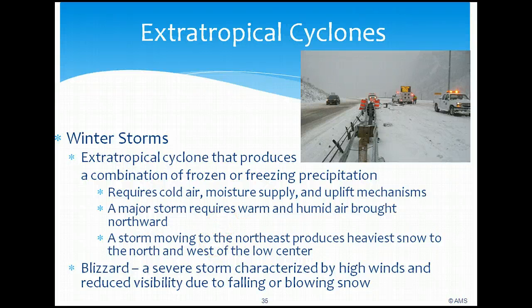A winter storm is an extratropical cyclone that produces some combination of frozen or freezing precipitation, including snow, ice, freezing rain, and other things we have studied in earlier chapters. One of the more severe storms is defined as a blizzard, which is characterized by high winds and reduced visibility due to falling or blowing snow. A blizzard requires sustained winds of about 35 miles per hour or greater and sufficient falling, blowing, drifting snow to reduce the horizontal visibility to less than a quarter of a mile.